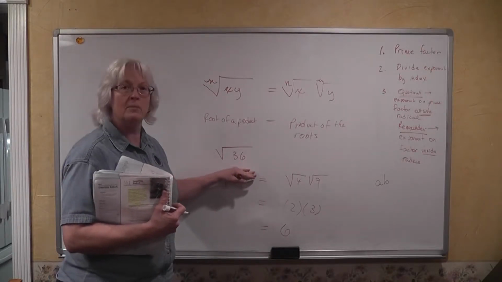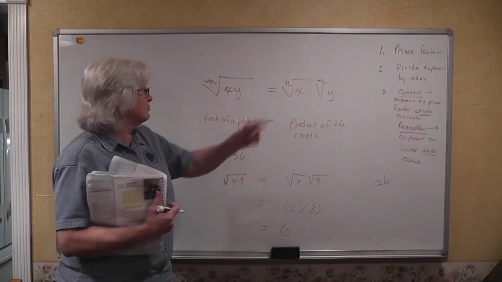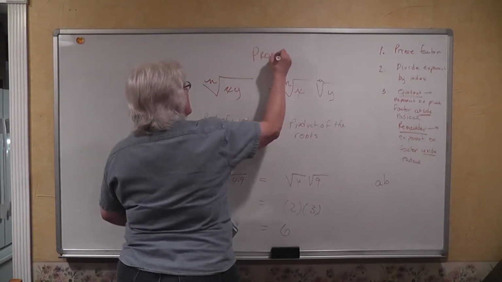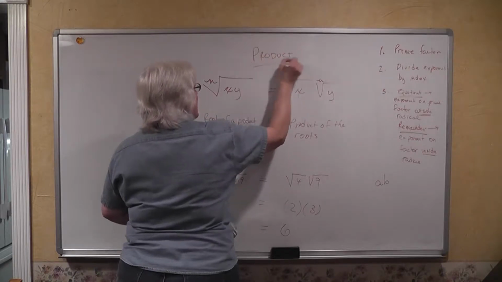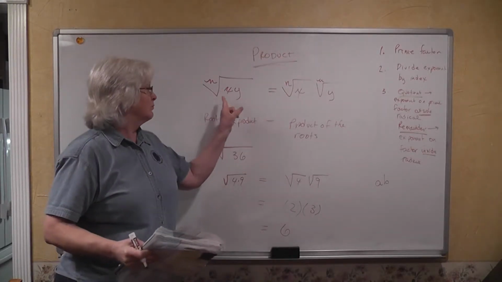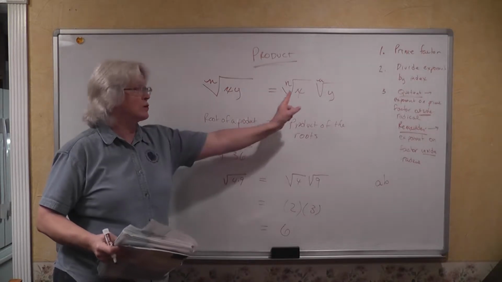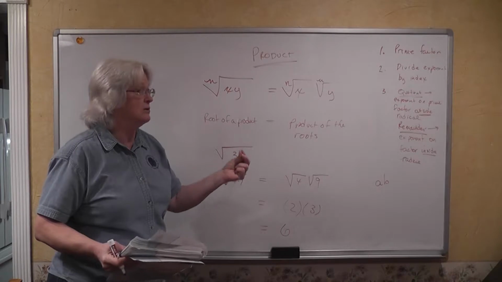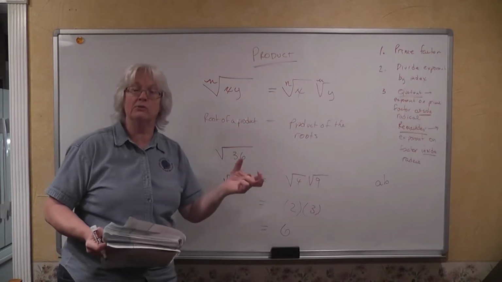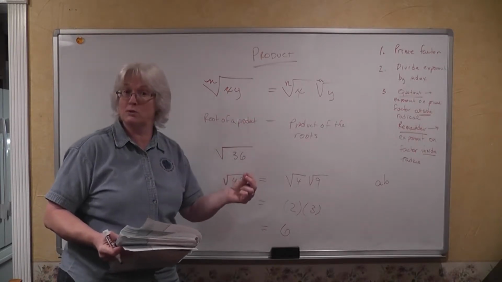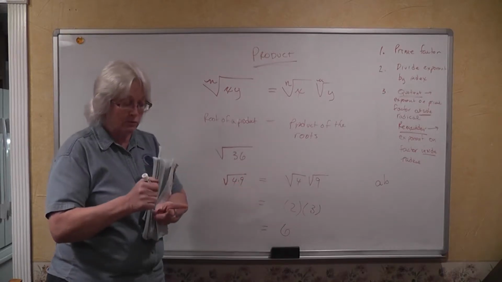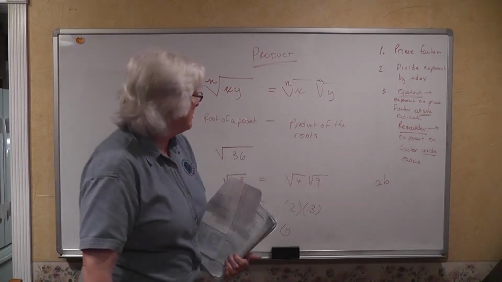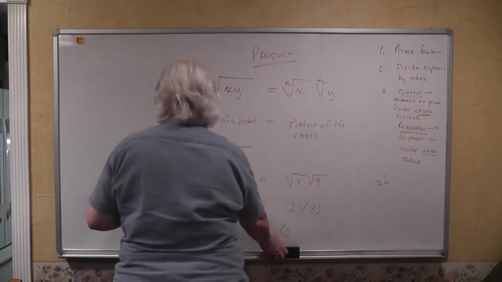This is called the product rule, and it tells us that the root of a product is equivalent to the product of the roots. This allows you to factor underneath the radical symbol into perfect squares, perfect cubes, whatever root it is that you are attempting to find. This is something that's very, very important to be able to do.